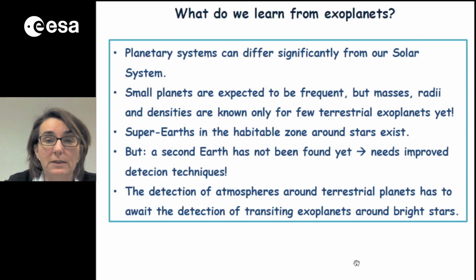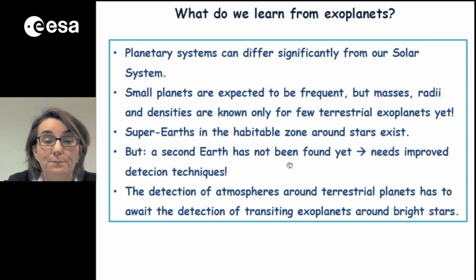So what do we learn from extrasolar planets? Well, planetary systems can differ significantly from our solar system. This is something we already know. We know that small planets, terrestrial planets, are expected to be very frequent. This we know from the 3,000 candidates of the Kepler satellite. But the masses, radii, and densities are only known for a very few of these terrestrial planets yet. So we have candidates where the parameters are not known, but terrestrial planets with well-known parameters are just a handful. We know that super-Earths in the habitable zone around stars exist, in particular around M-dwarf stars.